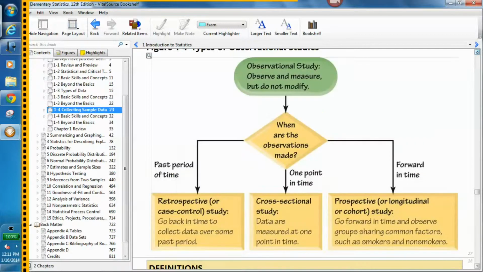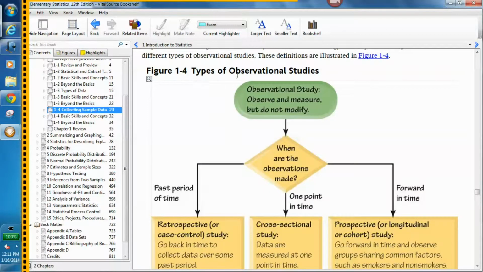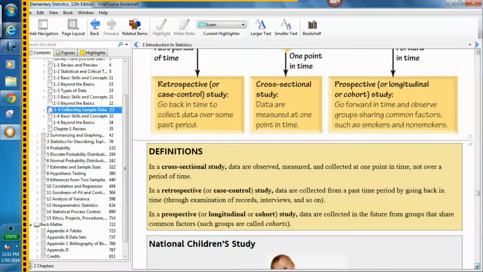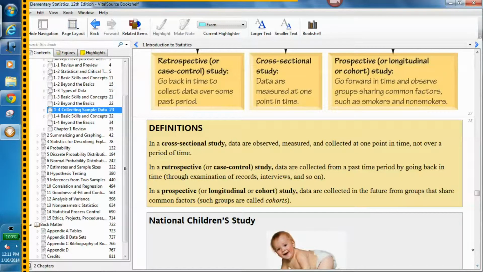There's some good charts in the book. This chart here tells about types of observational studies. They're flow charts, and your book does this a lot. It'll ask a question, and then if it's yes or no, or on this one it's past period of time or forward in time, and it tells you then you go to this level, and from that you flow down to another level. So it is a good idea just to read through the charts when you can. All right, so depending on the different times that you look at, that could tell you the type of study that was being conducted.